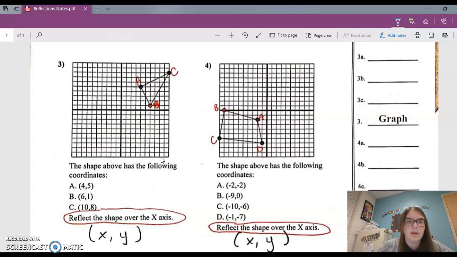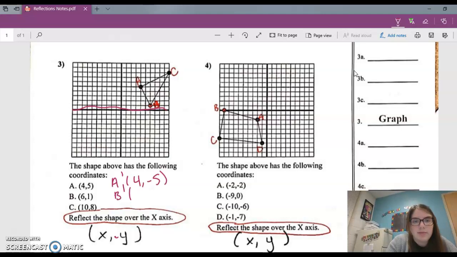Okay, so I'm going to be flipping over the x-axis. So I'm going to highlight the x-axis. When I flip over the x-axis, the y is the one that's going to change. So my a prime is going to be 4, -5. My b prime is going to be 6, -1. And my c prime is going to be 10, -8.